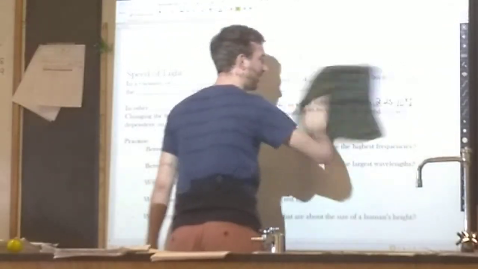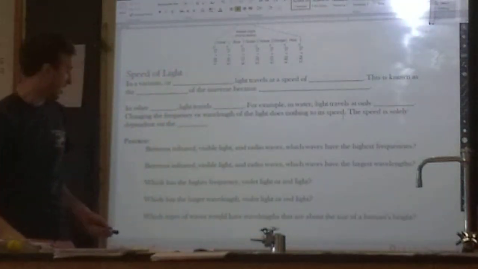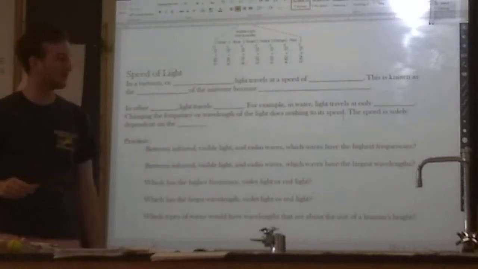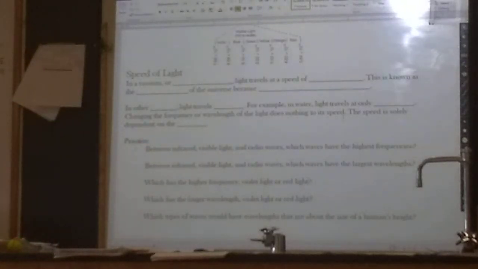I'm going to erase this. I'm going to ask some questions. We're going to go up to the graph and practice reading it. First question. Between infrared, visible light, and radio waves, which waves have the highest frequencies? So infrared, visible light, radio waves, which ones have the highest frequencies?